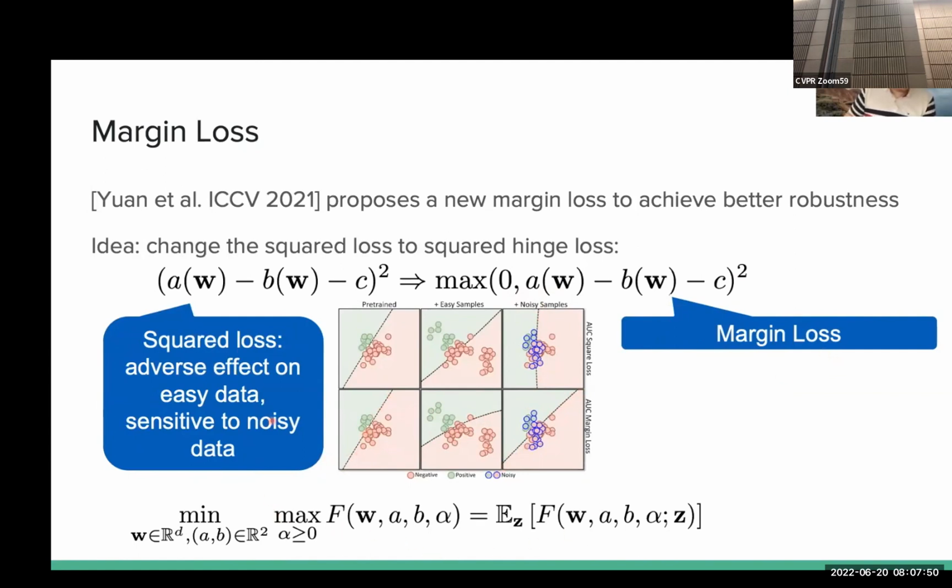And also, they show that if they replace this square loss with margin-based loss, they also have the minimax formulation. The only difference is that here alpha is non-negative, and in the previous square loss, alpha can be any real number.